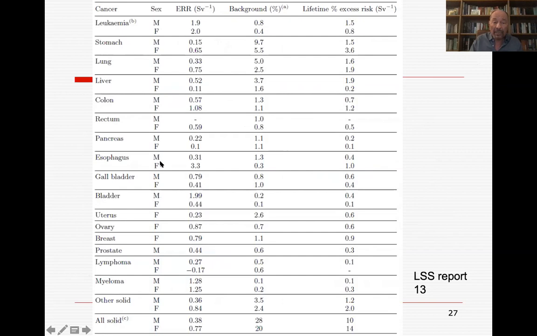And then you have it for many, many other organs. You can look at the sensitivity of the different organs, and eventually you come out with the sum. The total excess relative risk for males is 0.38, for females is 0.77. In the Japanese population, the background is 28% for males and 20% for women, at that time at least, which results in 10% lifetime excess risk per sievert for males and 14% lifetime excess risk for females.